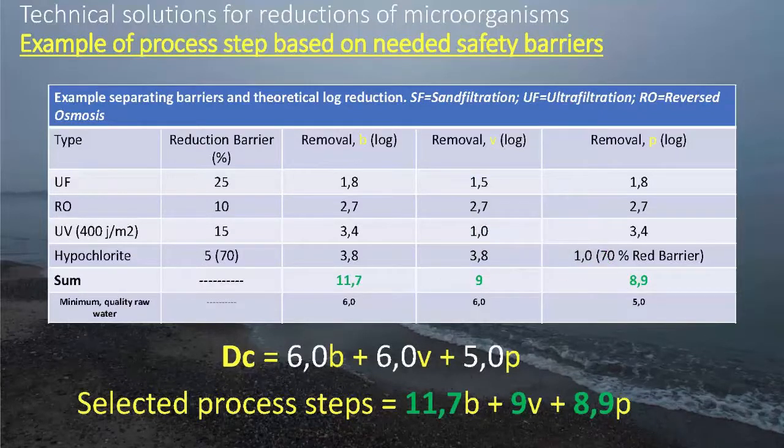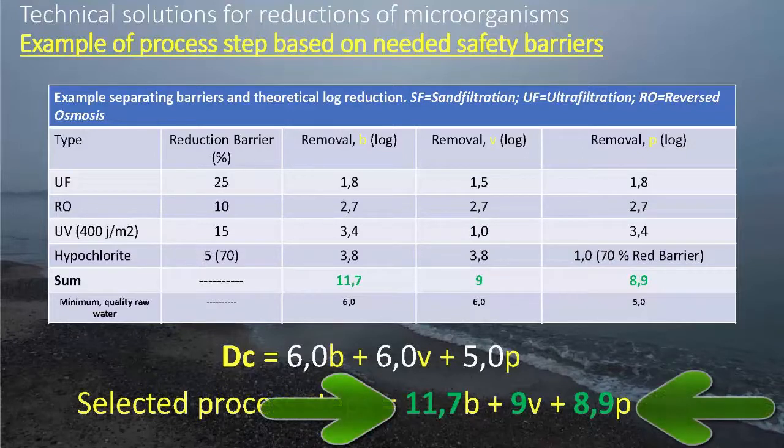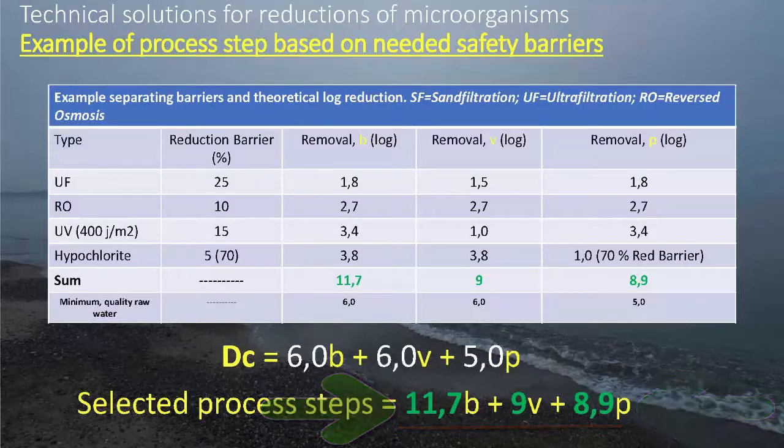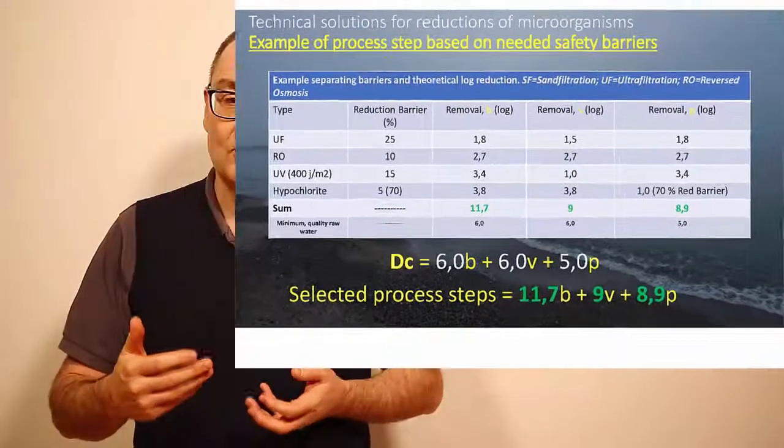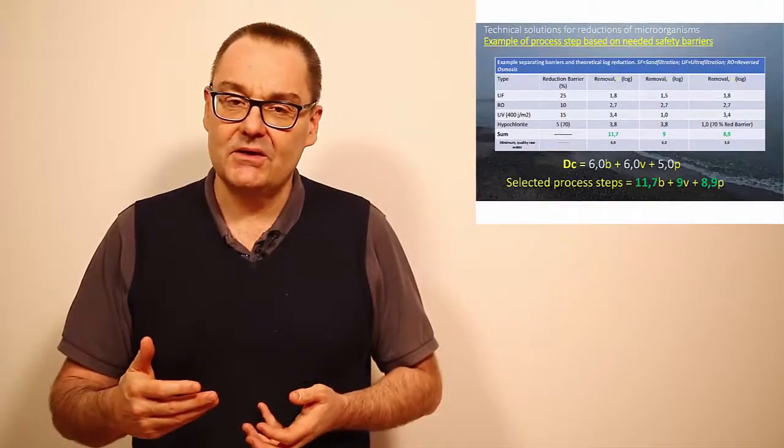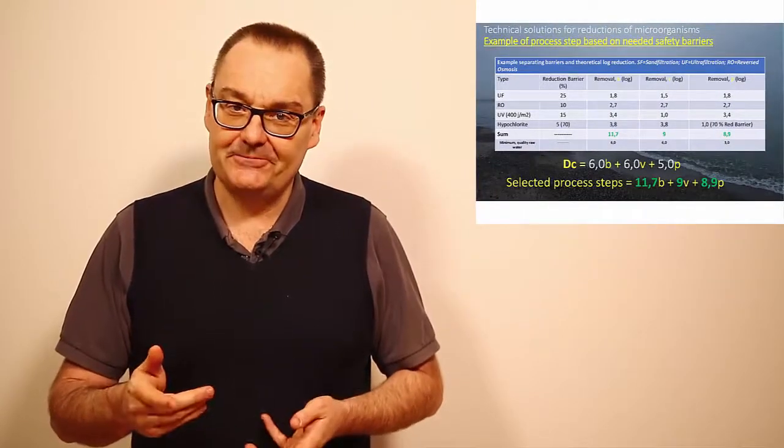So the selected process steps will give you this quote-unquote equation of 11.7b plus 9v plus 8.9p. 11.7 log reduction bacteria, 9 log reduction virus, and finally 8.9 log reduction of parasites. Now we're going to summarize this according to the MBA or the P112 guidelines in Sweden on the next slide.